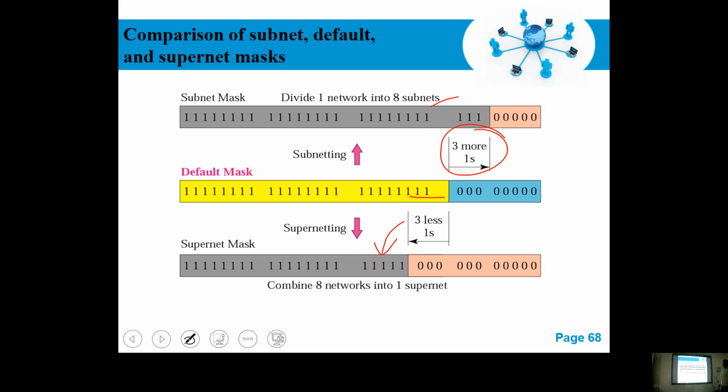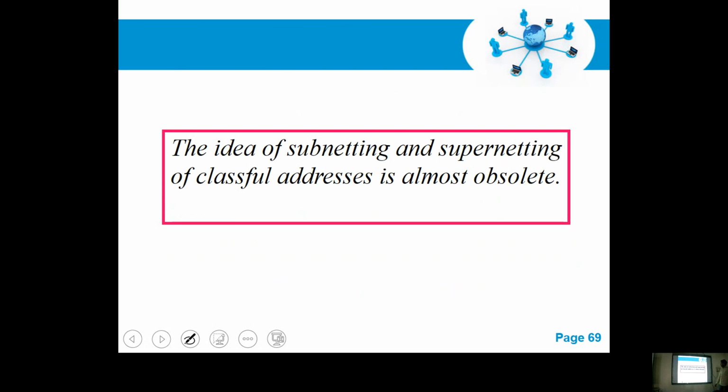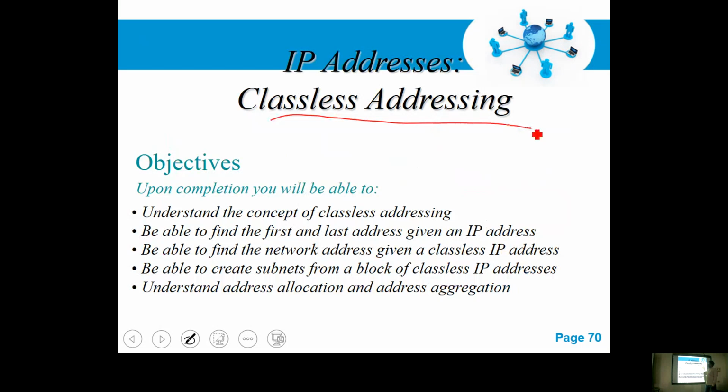The idea of subnetting and supernetting of classful addressing is almost obsolete. What it means is, even though you go with this kind of thing, we are not able to meet the requirements of the companies. Because there may be some company which requires just 4 addresses. In that case, I cannot go with class C and divide it into 16 such groups, right? So some kind of complexity we are going to have. That's the reason we are moving towards something called classless addressing.